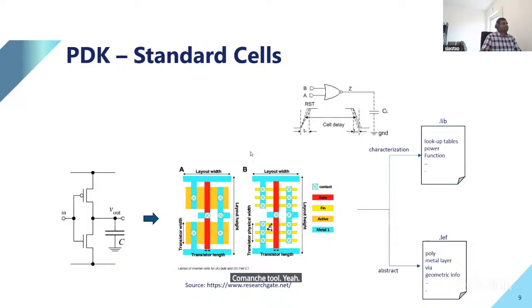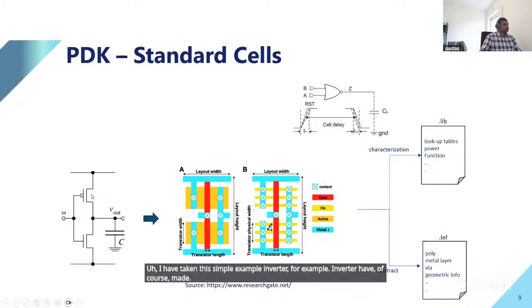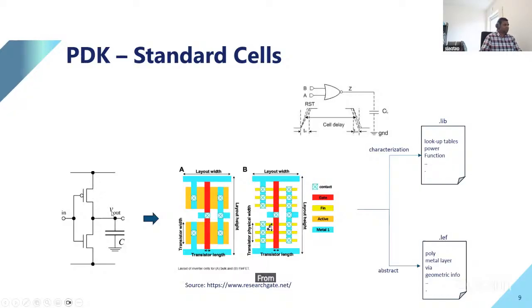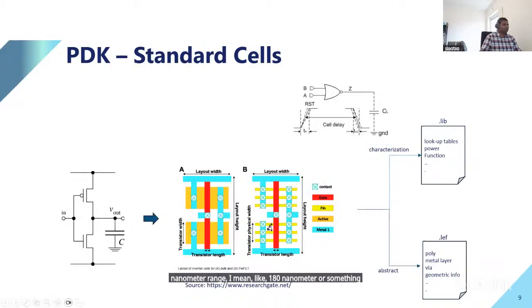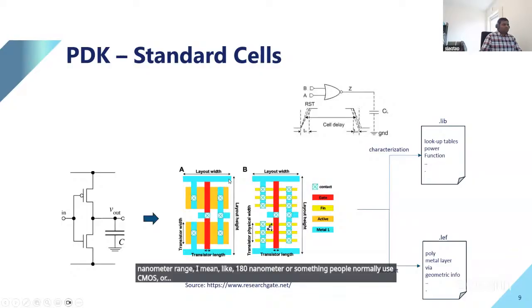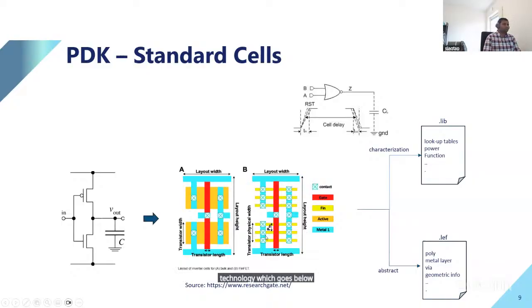Yeah, so here I said PDKs have, for example, okay, I have taken this simple example, an inverter. An inverter is, of course, made from MOS transistors, depending on what technology you're working in. If you're in the nanometer range, like 180 nanometer, people normally use CMOS. Below 180 nanometer, there are other technologies like FinFET, which goes below 180 nanometer. So basically, the transistor implementation is pretty much the same.